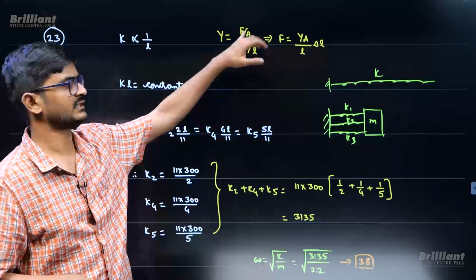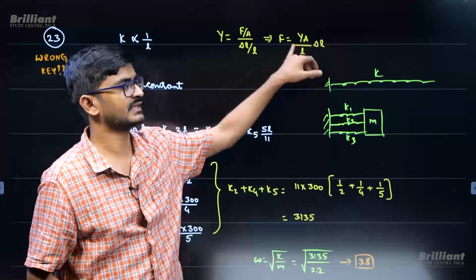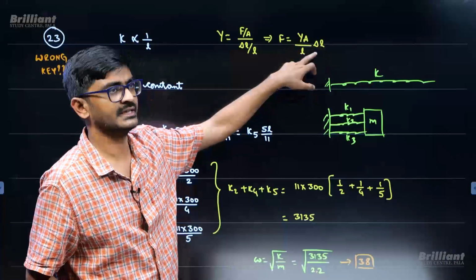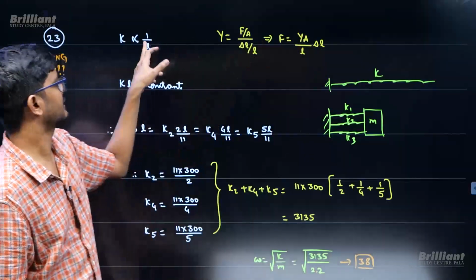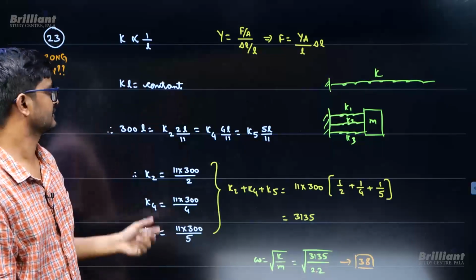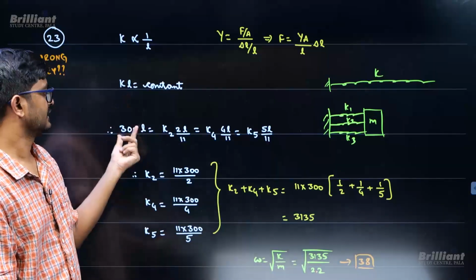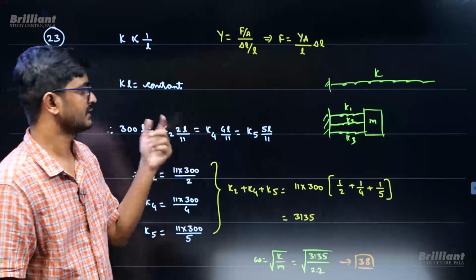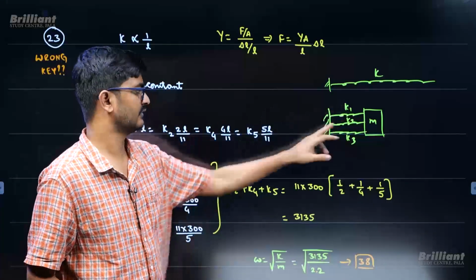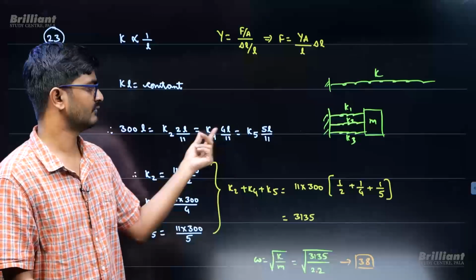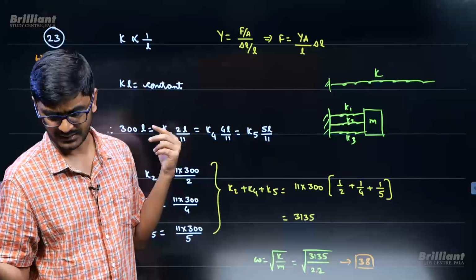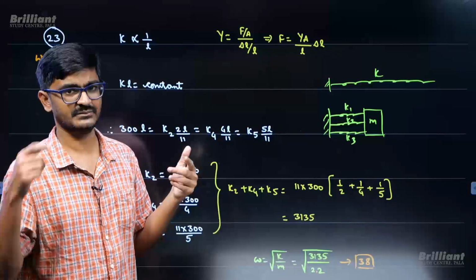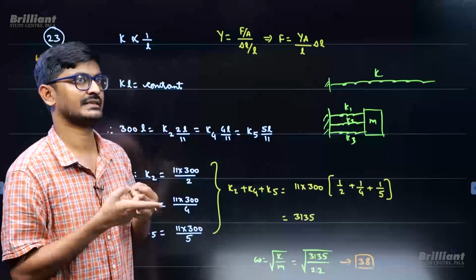Young's modulus is stress by strain. From here the force value will be something like this. This is like k into x form, right? So k is inversely proportional to length, or else I can say k into L is constant. The k value is given, and I am assuming the total length as L. There are 3 springs: K2, K4, K5. One length is 2 parts, the next one is 4 parts, the next one is 5 parts. That is 2 plus 4 plus 5, 11 parts.